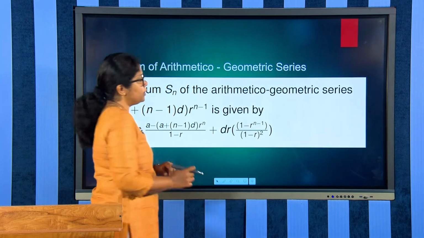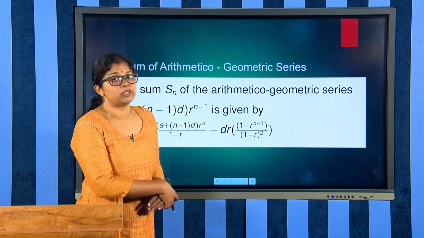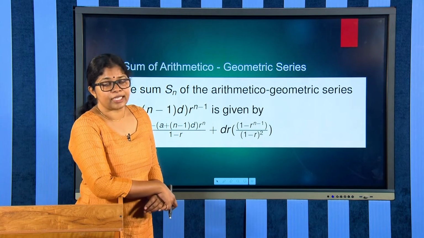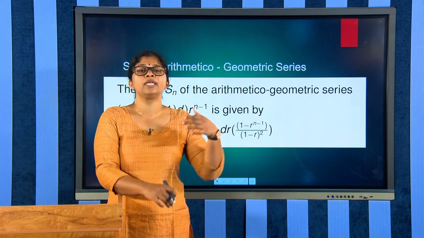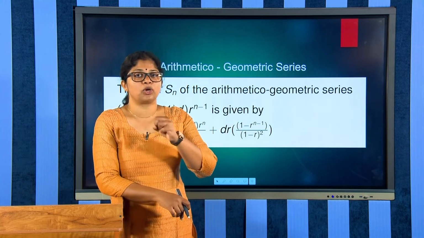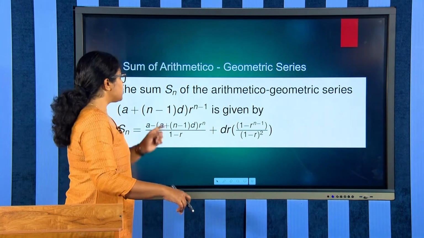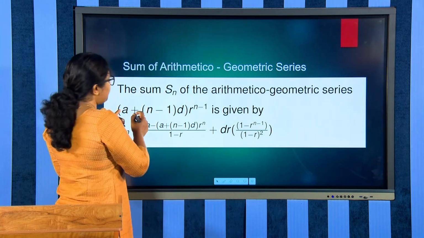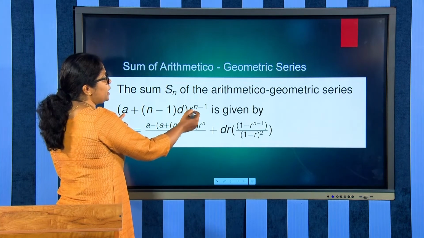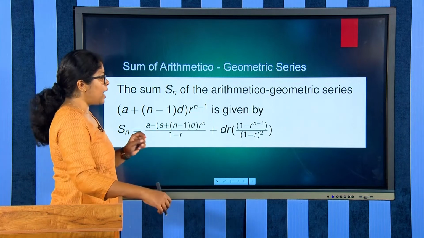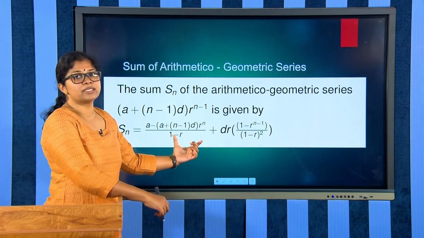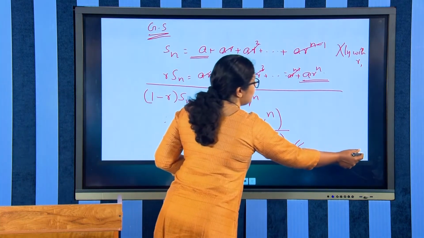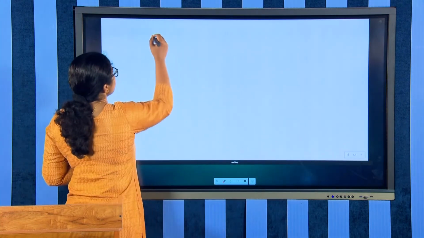Now the next important series which you have to keep in mind is the arithmetico-geometric series, which is a combination of both arithmetic series and geometric series. So the terms of the series are of the form (A plus (n minus 1)d) into R power n minus 1, and the summation is given by this formula. So a quick glance of the proof will give you some insight.